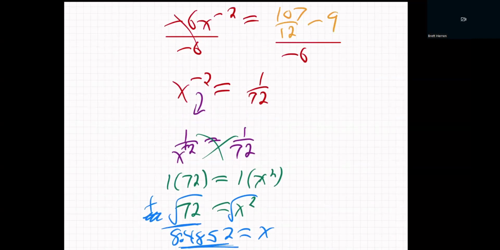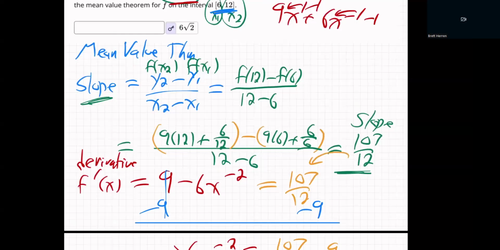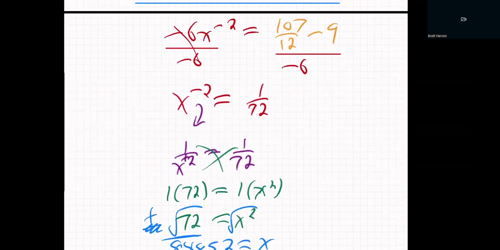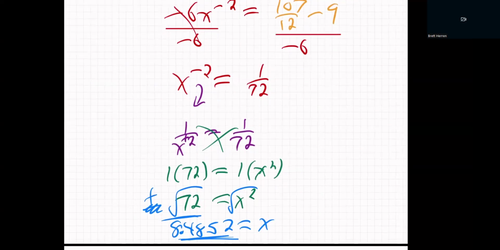You can just give them square root of 72. You can simplify it or just give them 8.4852. That is our answer. They gave 6 root 2. Same thing. It's another way to say the same thing. It did come out to be a number between 6 and 12. That's what the mean value theorem guarantees, that you'll get some value between 6 and 12. And we got it. And so there we go.